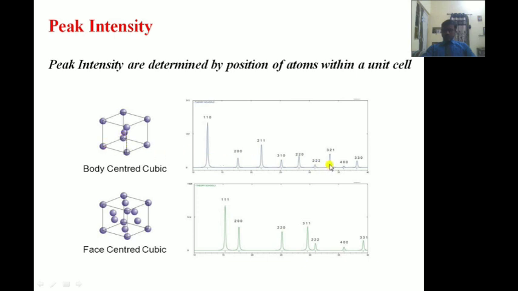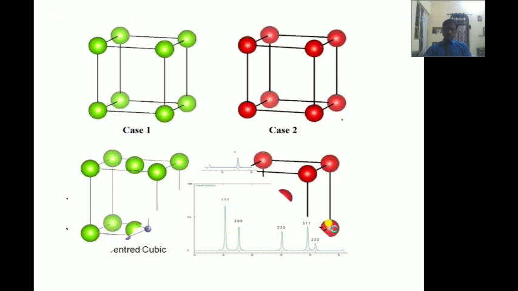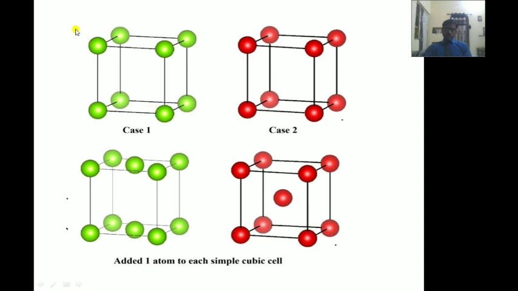With 2 atoms, the peaks are 9. That means if the atomic density is small, then the reflected planes, or peaks, are more numerous. If the atomic density is larger, then the reflected peaks are fewer. Okay. So here I would like to discuss two cases. This is the simple cubic, and this is also a simple cube.